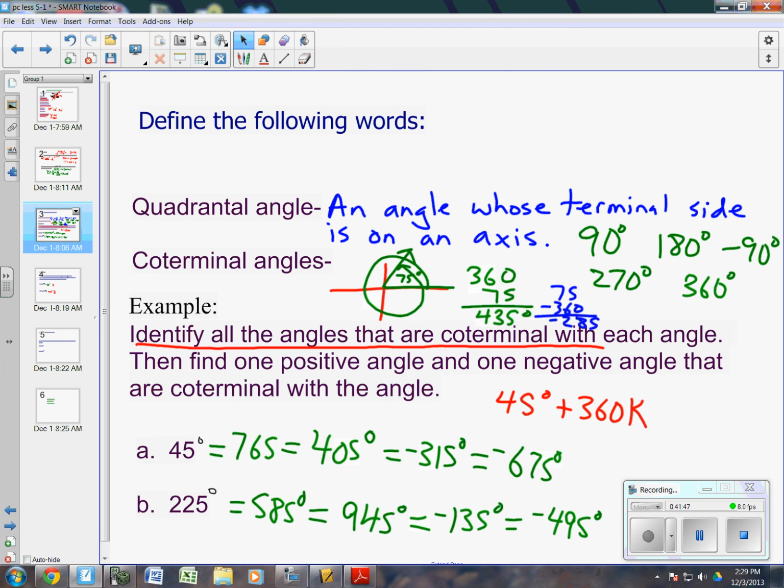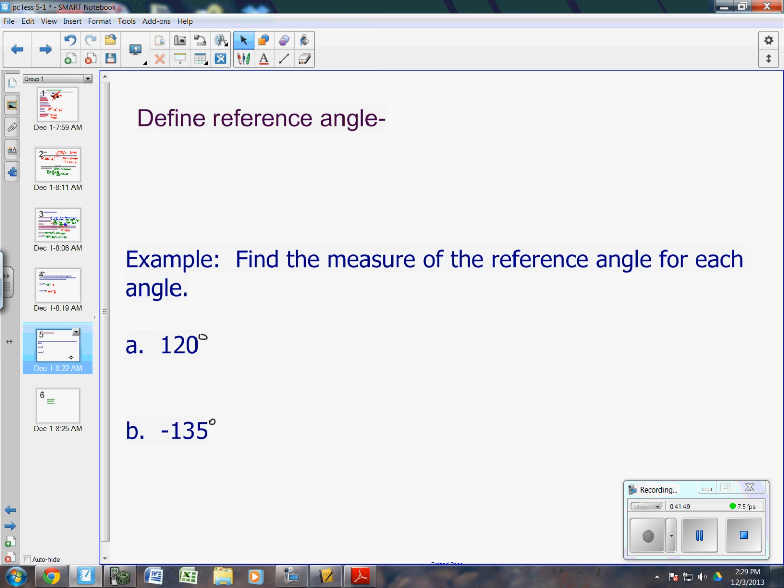Okay. Next one. Reference angles. For some reason, some students have a hard time understanding this concept. So pay attention. Tyson, pay attention back there because you guys are going to want to know this.